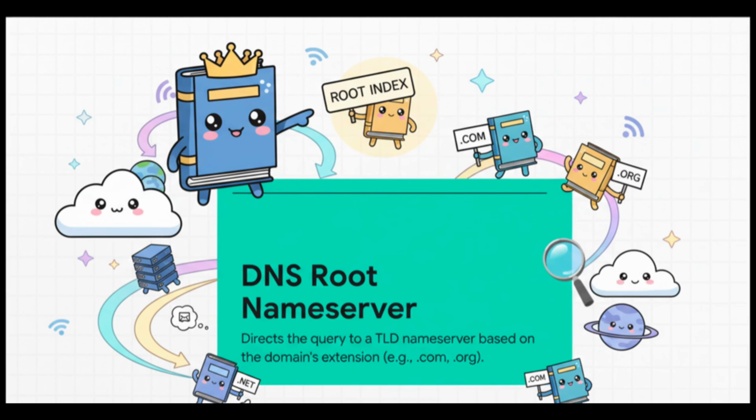So the resolver's first question goes to one of the 13 types of root name servers scattered all over the world. The root server is kind of like the main index at the front of the library. It doesn't know the specific IP for example.com, but it sees the .com part and says, aha, I know who's in charge of all the .com domains, go talk to them.